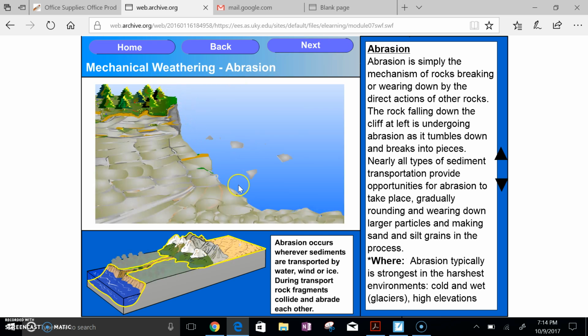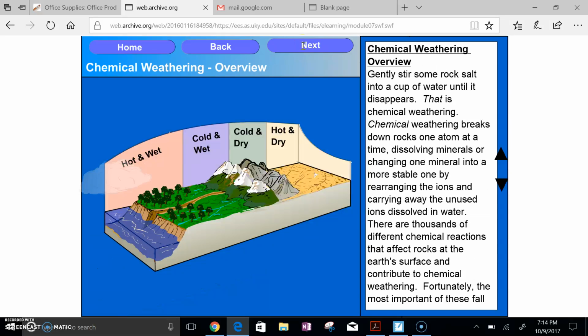Abrasion is when rock pieces or even sand and sediment crash into each other and break it down. So like water, wind, glaciers, they all carry rock to break it down through abrasion.